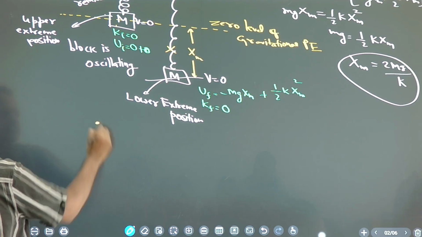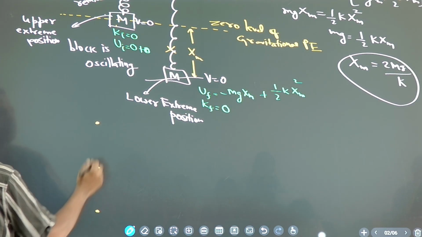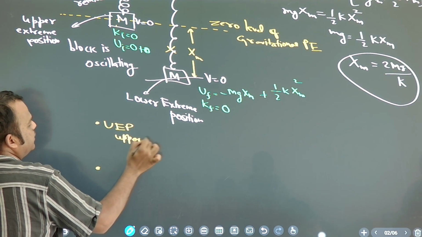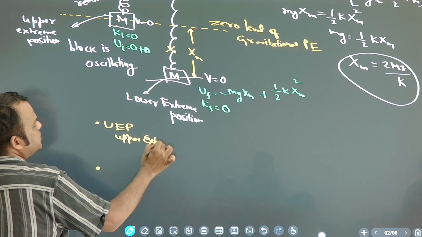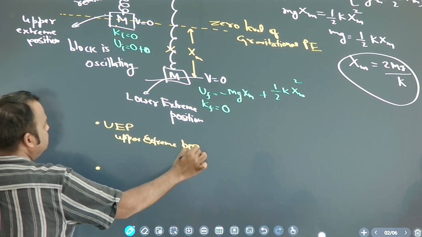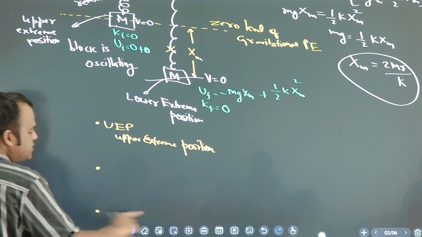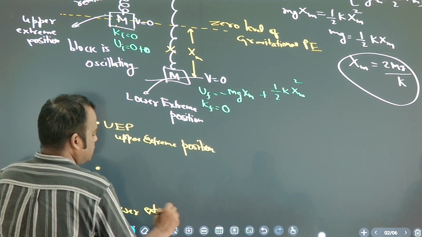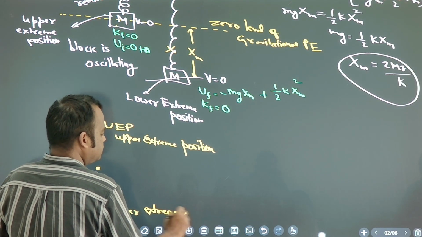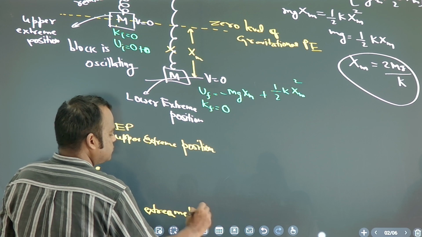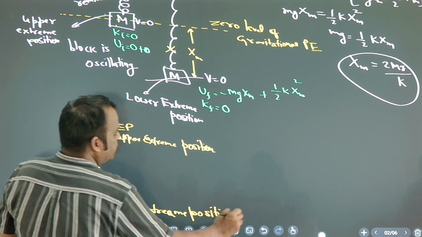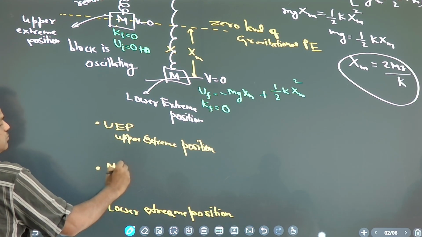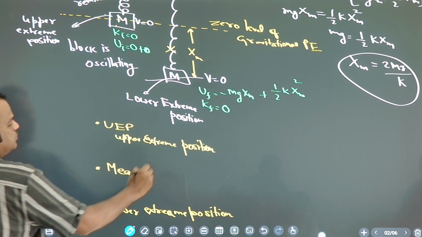Suppose this is the upper extreme position. What is this? Lower extreme position. And what do you call this middle point? Mean position.